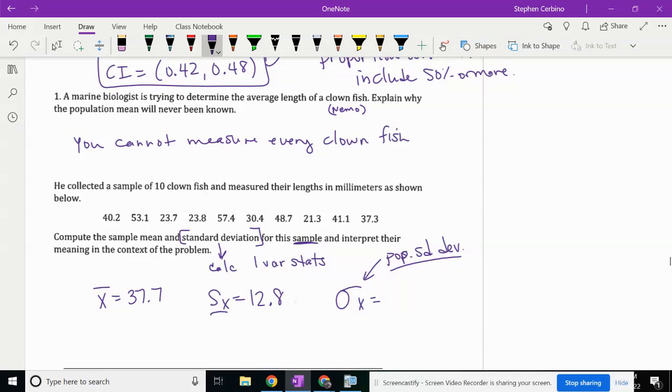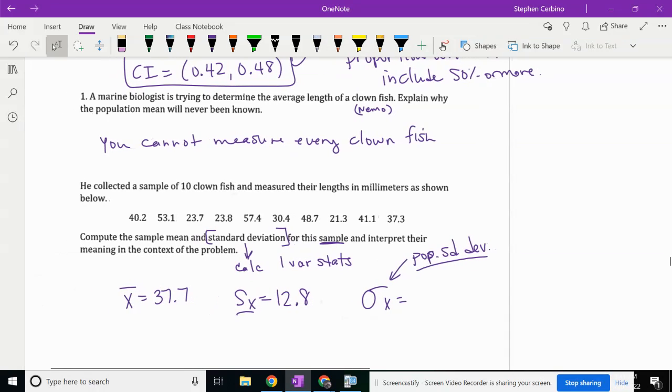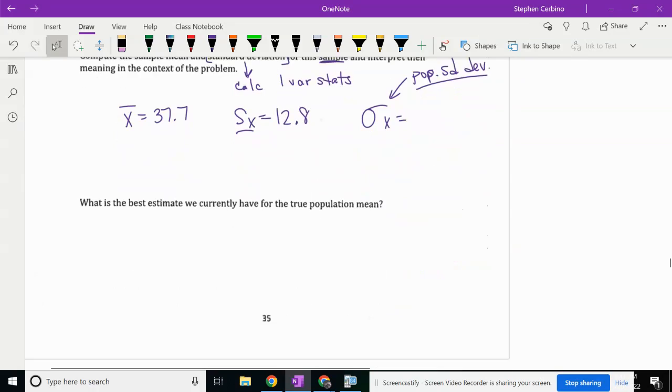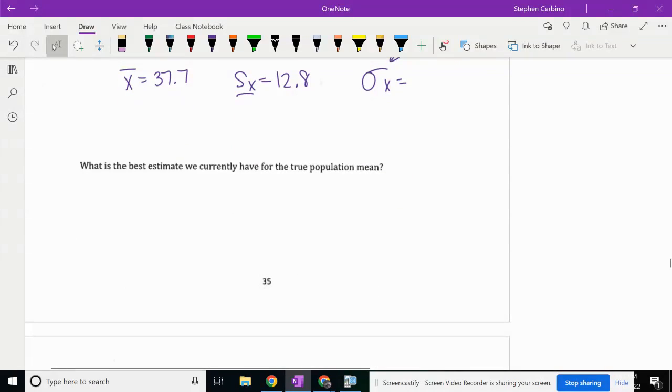Okay, so what can the scientists do with this to then try and determine what the true population mean, or the average of all clownfish that exist in the world, the length will be? So the best estimate we have right now is going to be 37.7 because of the theory that we talked about throughout this whole chapter since lesson 2, that the sample, if it's good and representative and randomly selected, will be close to the population values or parameters as well. So we can say the population mean is best estimated at 37.7. Now I want to know how close that really is.